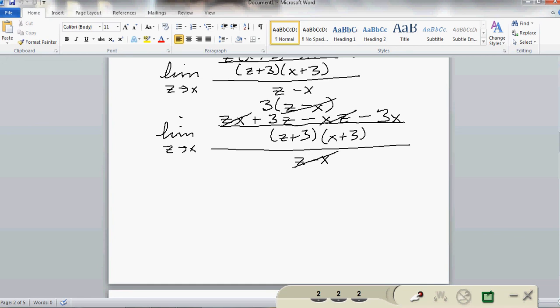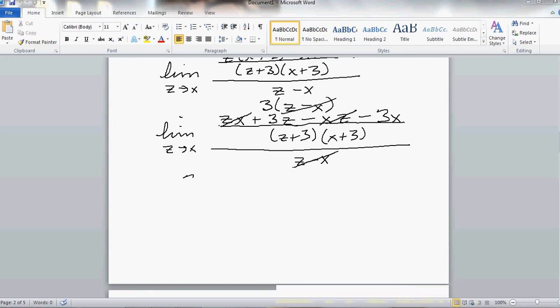There's no longer a conflict here, so wherever I see a z, I should be able to put in x. So that's going to become 3 over x plus 3 times x plus 3, which equals 3 over x plus 3, the quantity squared. And there is the derivative of that particular function.